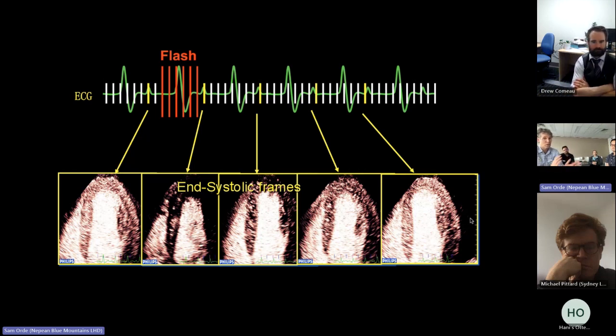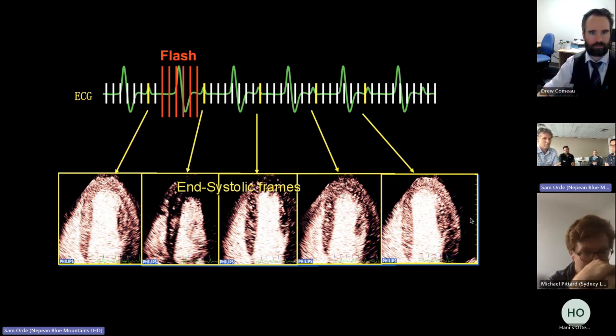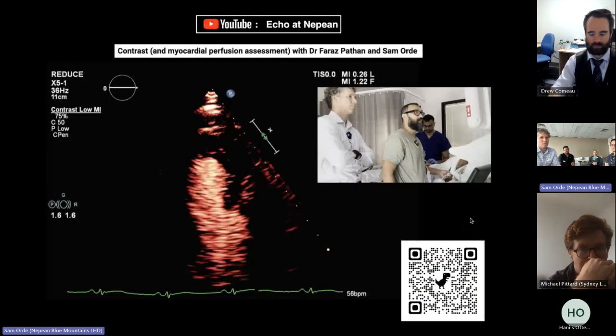And then you can watch as those bubbles come back into the myocardium in particular. If the bubbles come back quickly, that's normal. If they come back really sluggishly, that means that you might have some form of stenosis. And if they don't come back at all, that can give you an idea that you've got some area of infarction. And we'll show you what it looks like with Faraz here. I'll let Faraz wax lyrical about this because he does it much better than me.